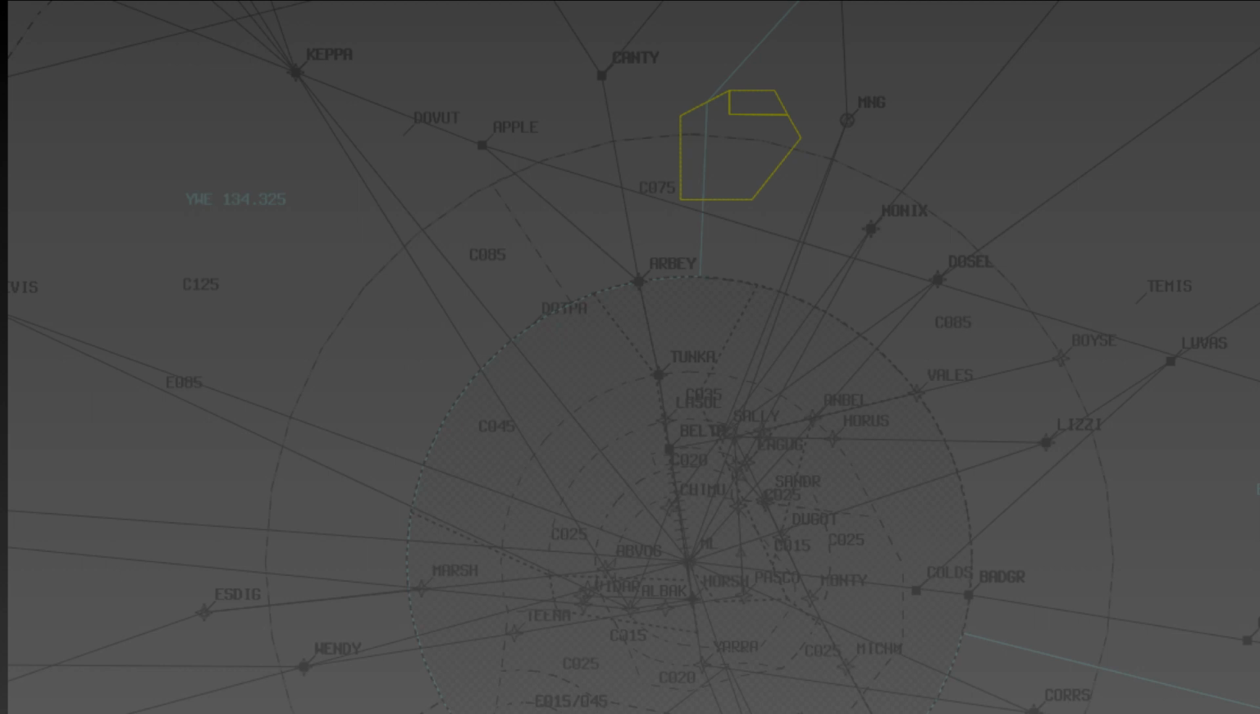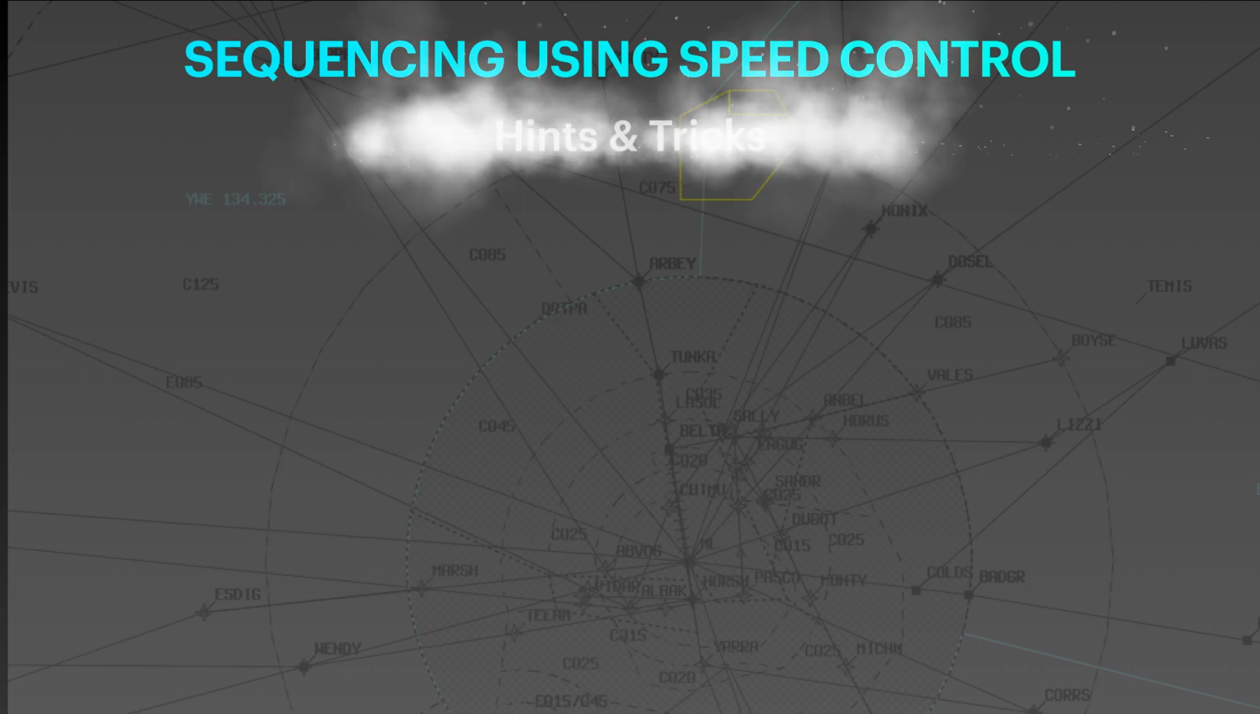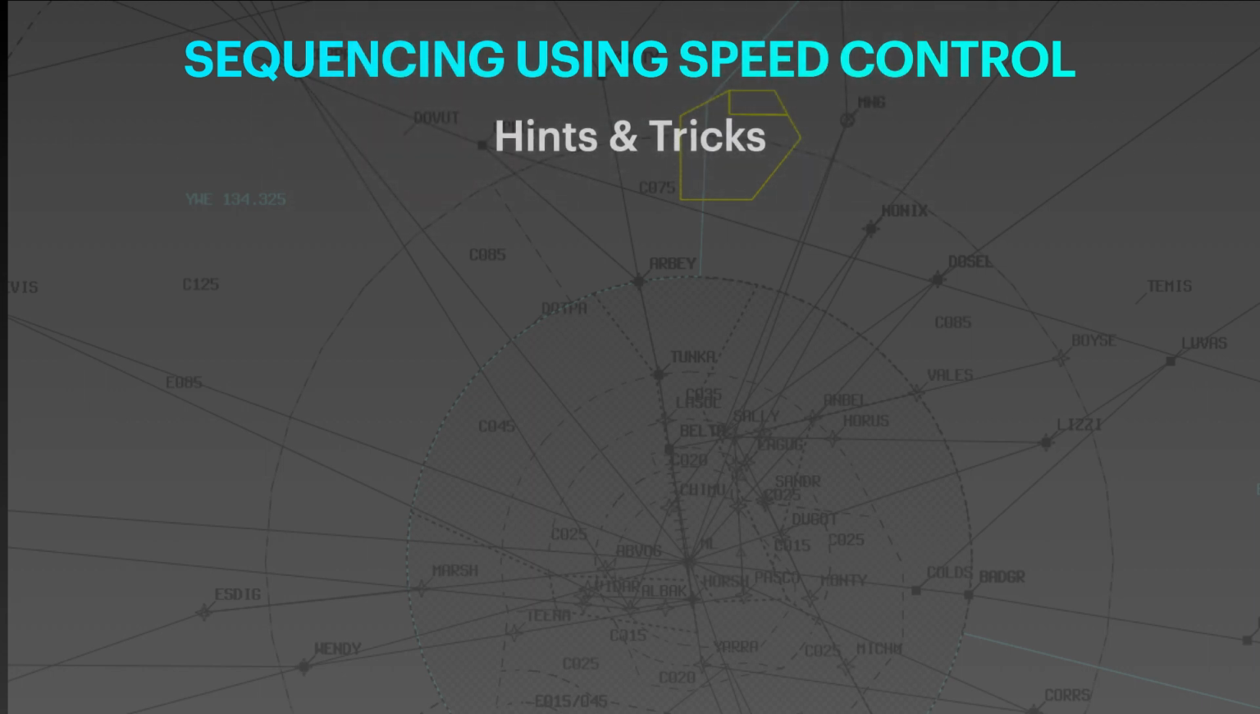Today I'd like to talk about a subject which is probably one of the hardest things to do in air traffic control, and that's sequencing using speed control. So today I'll talk about the tricks and some hints that may become useful in allowing you to safely apply speed control in your ATC endeavours.